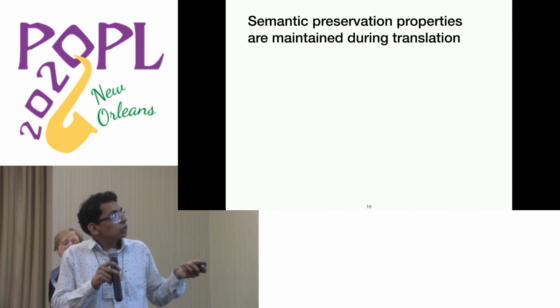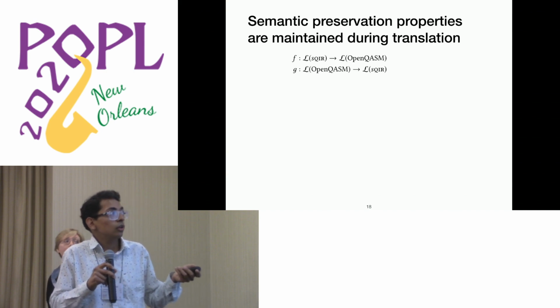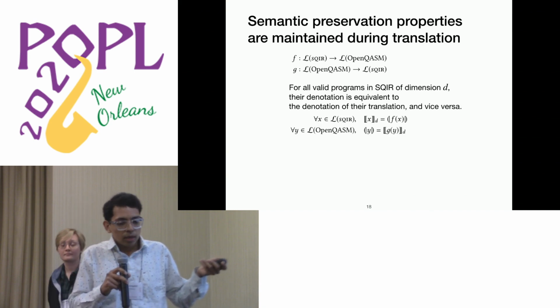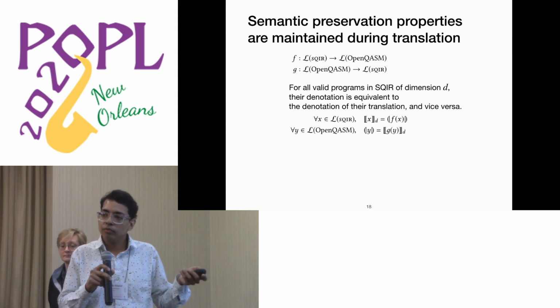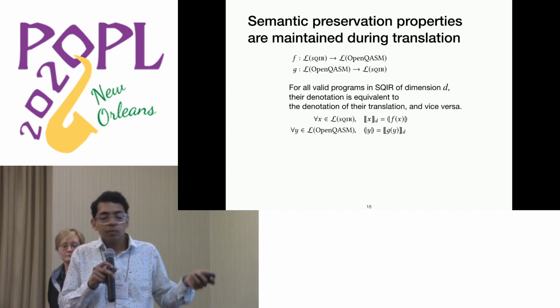Talking about the translation, we have 2 functions, f and g, where f is the translation from SOIR to OpenQASM and g in the reverse direction. And the property that we state is for any program in SOIR for a certain dimension d, its denotation will be the same as the denotation of the translated program, and same in the reverse direction.